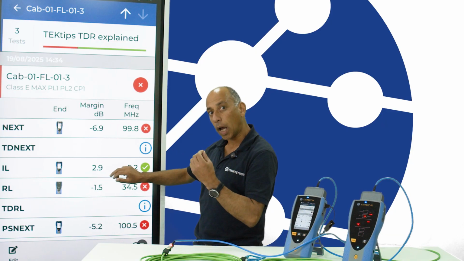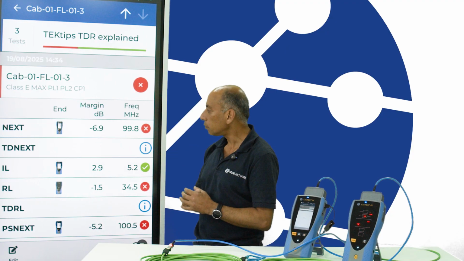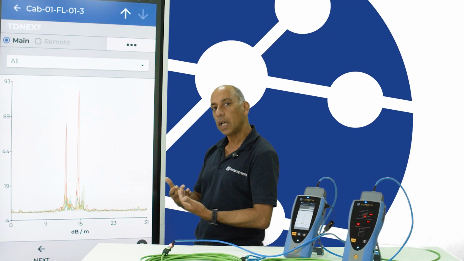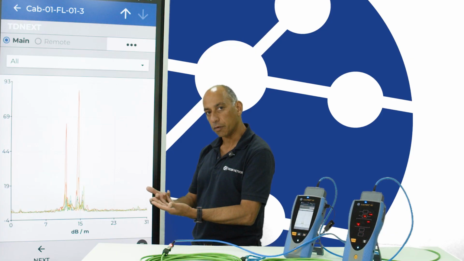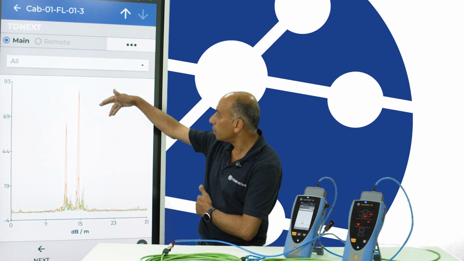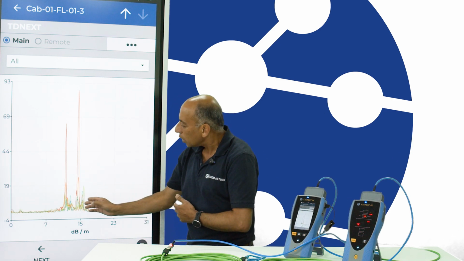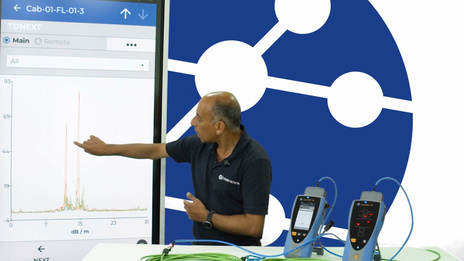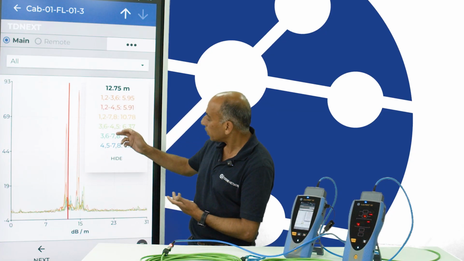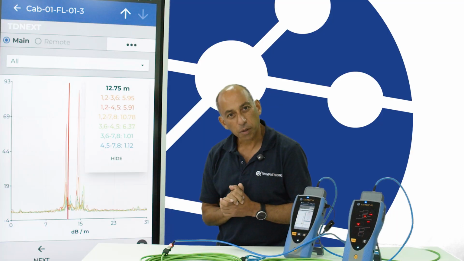Now let's look how much reflected energy has come from our pairs. So TDNext is a lot more sensitive because we're now looking at, have our pairs opened up? You can see the amplitude is much higher. So once again, our energy is reflected back from here, and we can see our problem. Wherever I touch it here on the screen, at 12 meters is where our issue is.